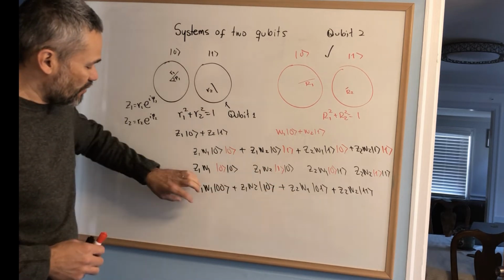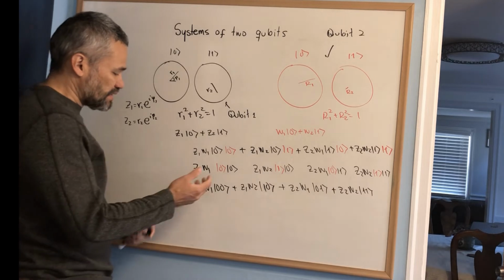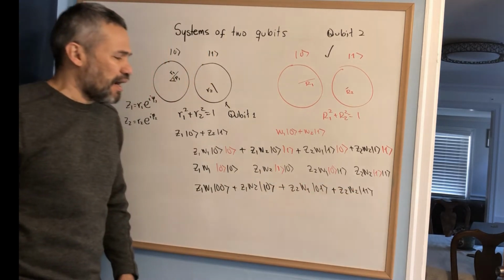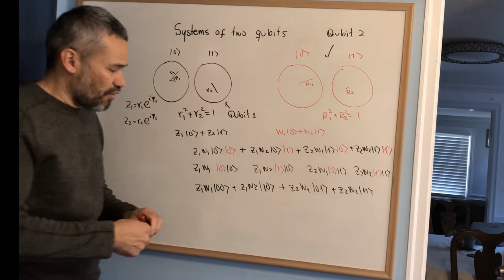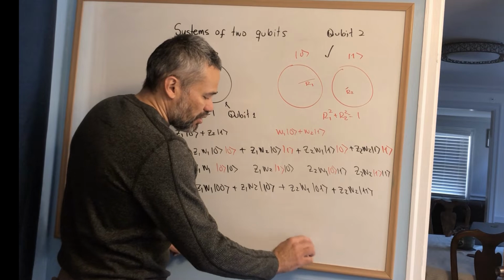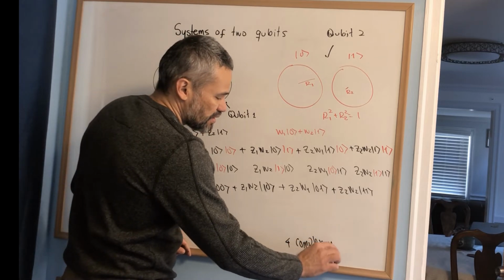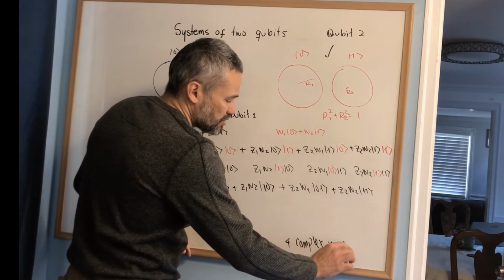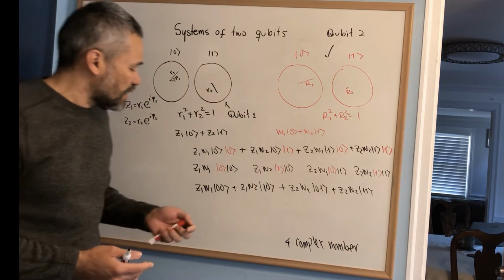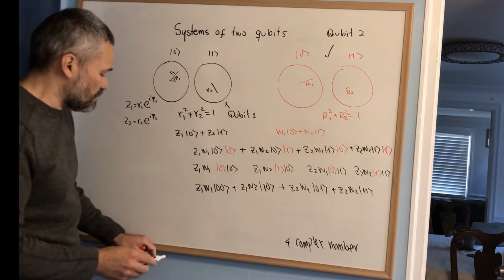We notice that essentially we have 4 complex numbers, right? 1, 2, 3, 4. But how to organize these 4 complex numbers? Which number should be first and which should be second? Then we use binary numbers.